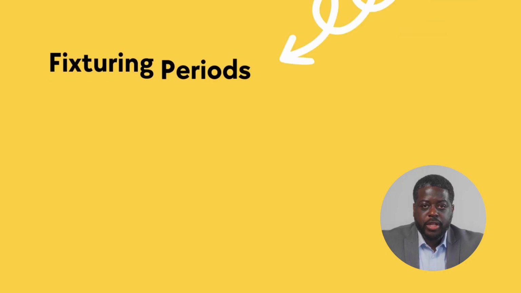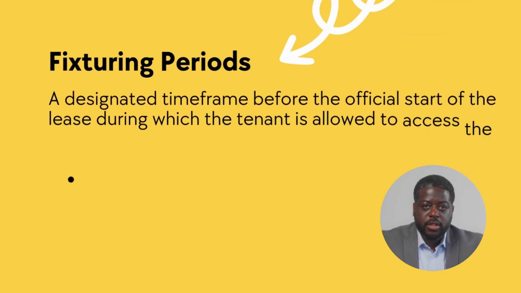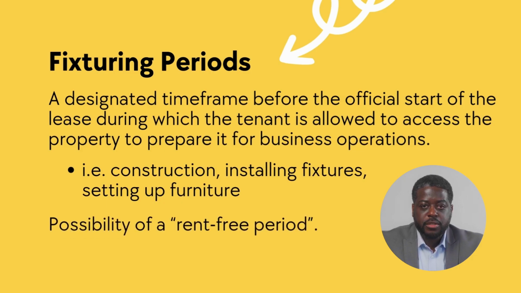A fixturing period in commercial leasing is a designated time frame before the official start of the lease, during which the tenant is allowed to access the property to prepare it for business operations. This period is typically used for tasks such as construction, installing fixtures, setting up furniture, and stocking merchandise prior to the grand opening of the store.